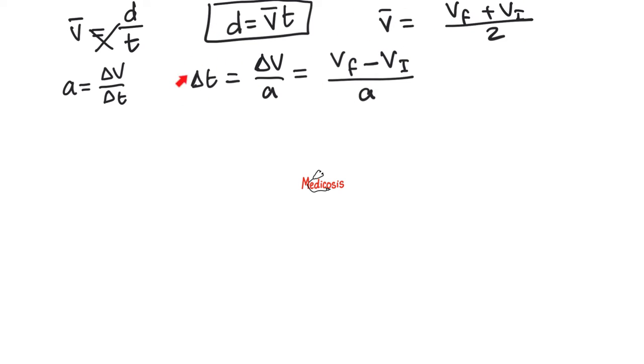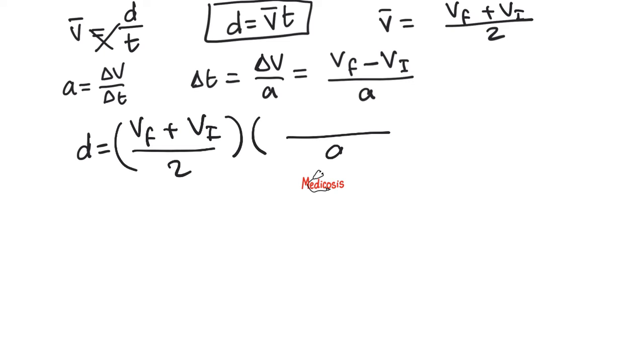And I have V, I have T, let's go. So D equals, what's my V? My V is all of this: velocity final plus initial velocity over 2. All of this will be multiplied by what? By T, which is velocity final minus velocity initial upstairs, acceleration downstairs.